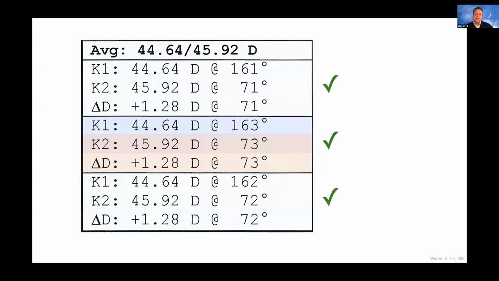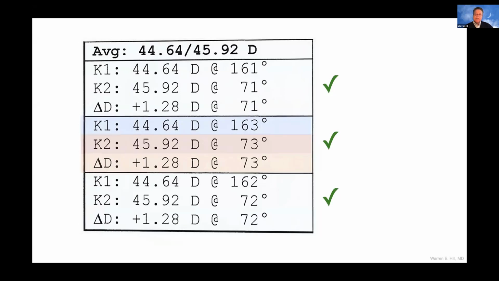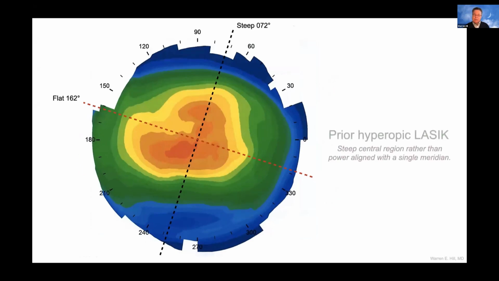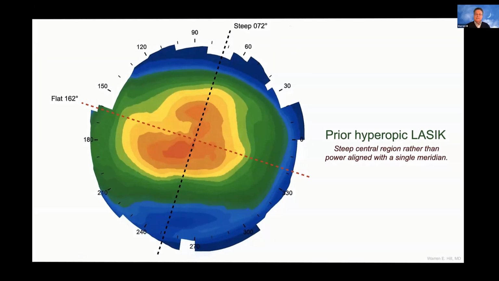So let's take a look at our validation, which is the axial curvature map. And what we find is that this patient actually had prior hyperopic LASIK. So numbers are only as good as our ability to know what they mean. And when we do keratometry, we're going to get a set of numbers, but they may not actually be the correct information. So we need a method of validating it.